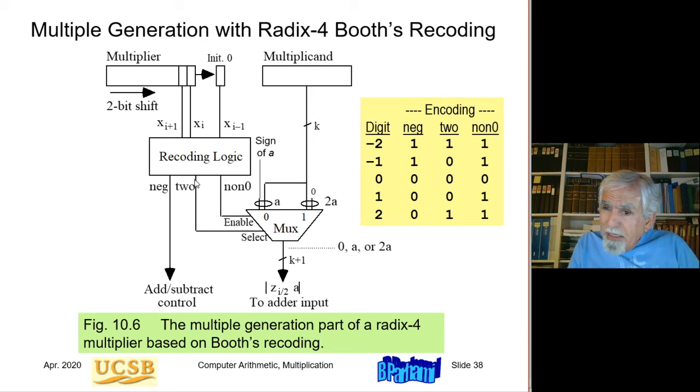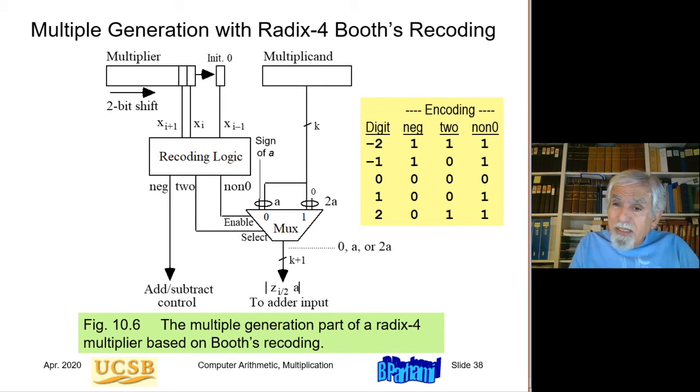Now, if the magnitude is 2, we choose between A, sign extended by a bit, and 2A, which is basically a left-shifted A. So this is either A or 2A, depending on this signal. And finally, the sign is taken into account by telling the adder, which is not shown in this diagram, to add or subtract. If neg is equal to 1, the adder will subtract. If neg is equal to 0, the adder will add.